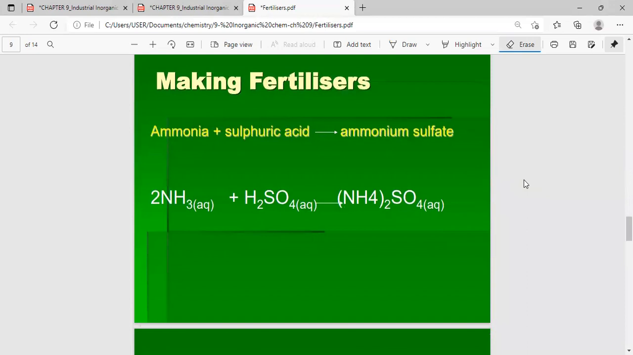One example of a fertilizer is made by reacting ammonia with sulfuric acid, and here you get only one product. Remember that in this case you get only one product. Aqueous ammonia is reacted with sulfuric acid, and you get aqueous ammonium sulfate. One product only. When you look at the formula, ammonium is NH4+, sulfate is SO4 2-, so your formula will be (NH4)2SO4.